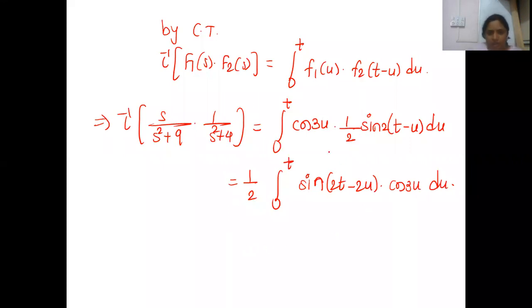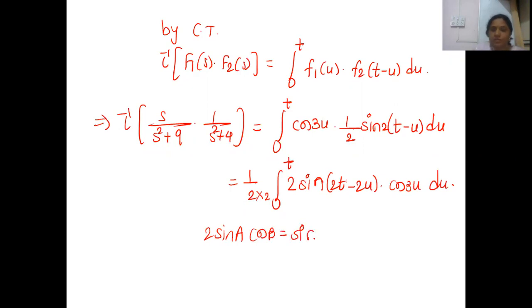I have taken only this out, multiplied by 2 inside, and sine and cos are as it is. But yes, we cannot separate the integration in multiplication, so we need the formula of 2 sin a cos b. So multiply and divide that. What is that? 2 sin a cos b is sin(a plus b) plus sin(a minus b). Correct. So apply it there.